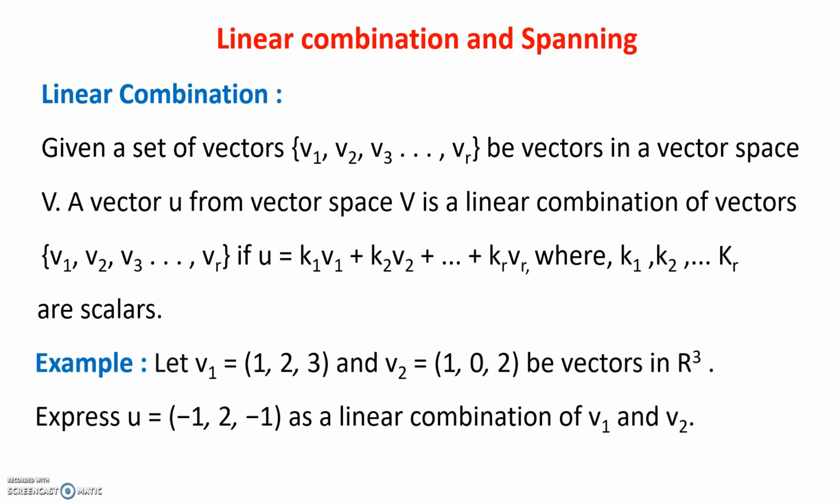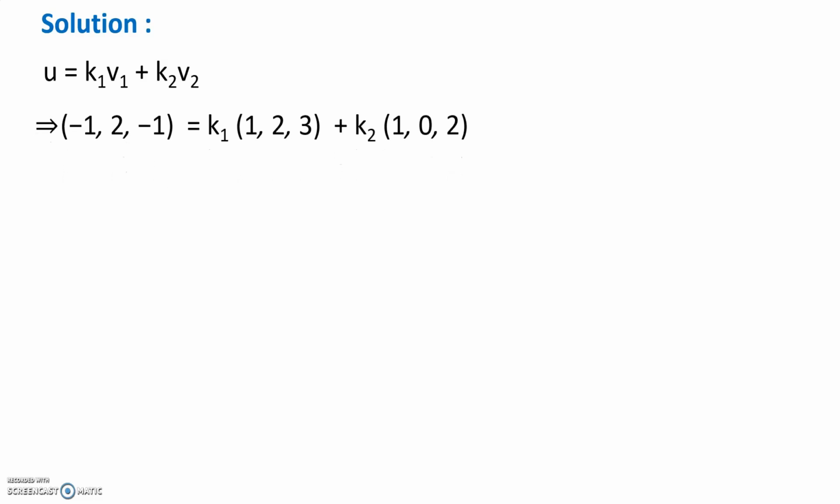Now we see the example. Let v1 is equal to 1, 2, 3 and v2 is equal to 1, 0, 2 be vectors in R3. Express u is equal to -1, 2, -1 as a linear combination of v1 and v2. If u is a linear combination of v1 and v2, then we can write u is equal to k1 v1 plus k2 v2 and substitute the values of u, v1 and v2 in the equation. We will get -1, 2, -1 is equal to k1 into 1, 2, 3 plus k2 into 1, 0, 2.